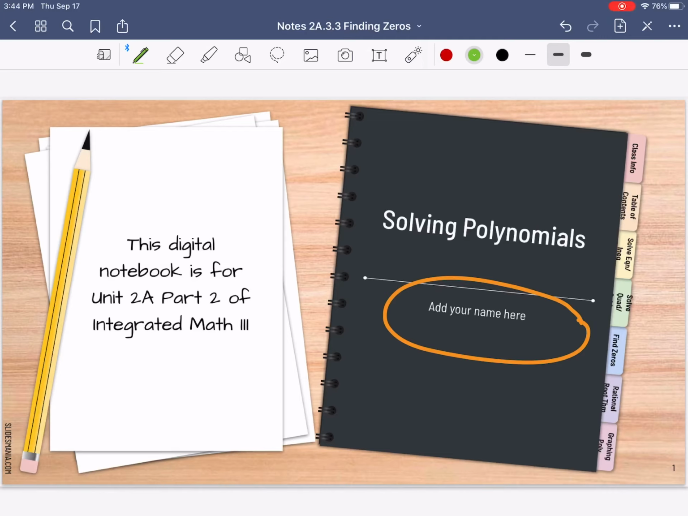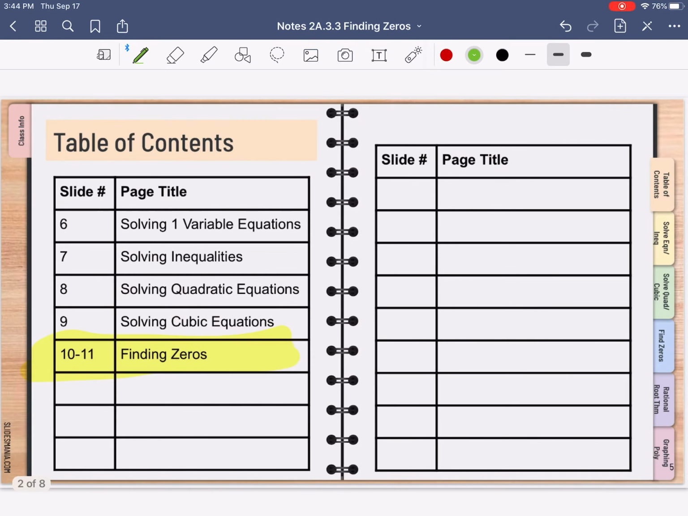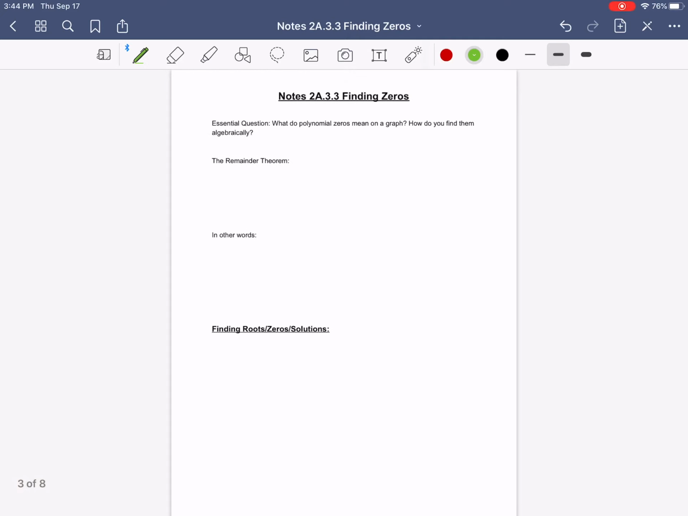Hi guys, these are our notes for finding zeros we did on Friday. This is going to go into your digital notebook when we're done. You can fill in your table of contents, slide 10 and 11. Today is going to be finding zeros. We're actually not going to be able to finish all of them today. Some of it we're going to fill in on Monday as well.